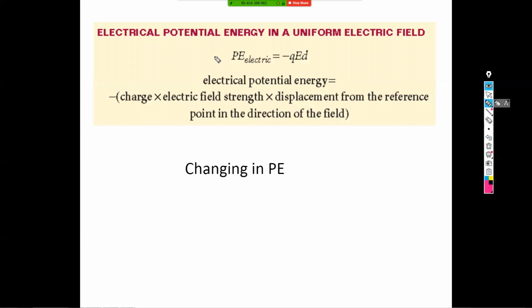So, change in potential energy. Your book doesn't put that in there. Just keep in mind that it is a change in the electric potential energy. It is negative QEd: the charge, the electric field strength, and the distance that it's moving.